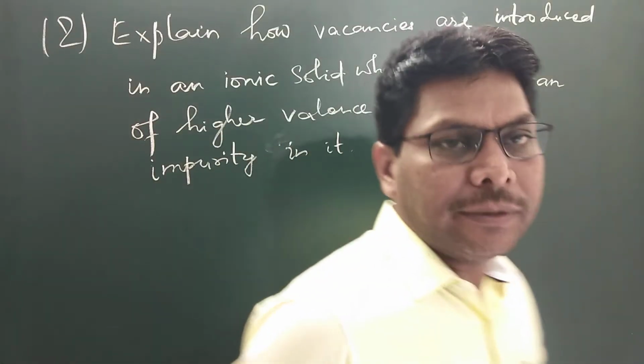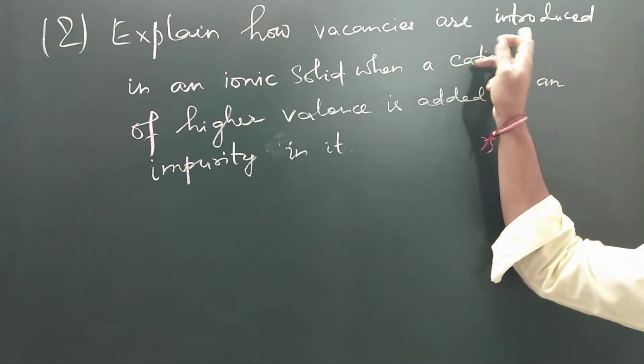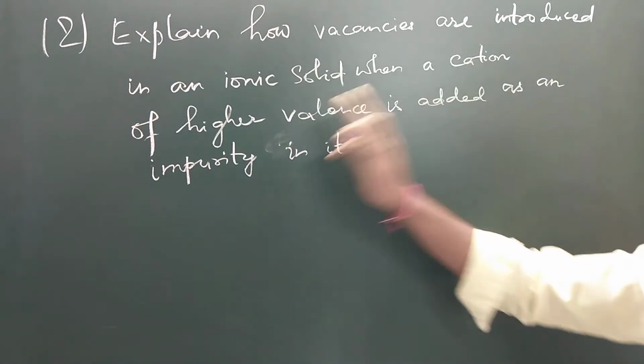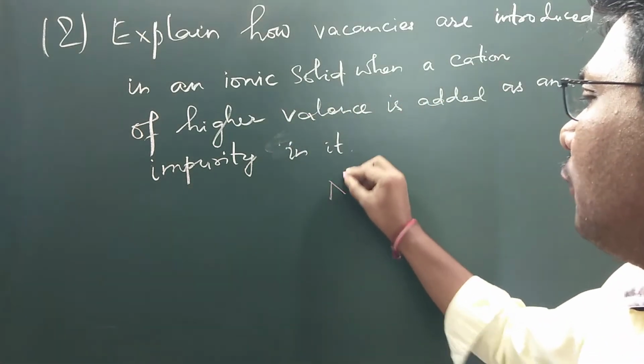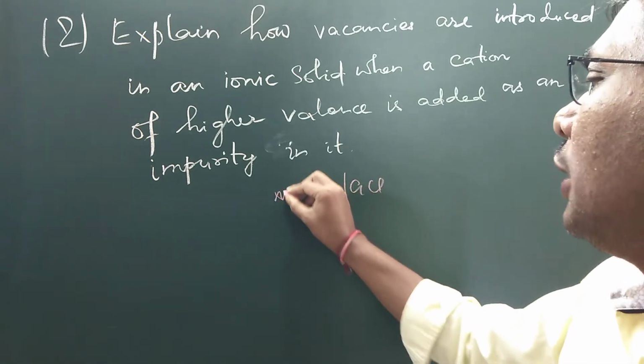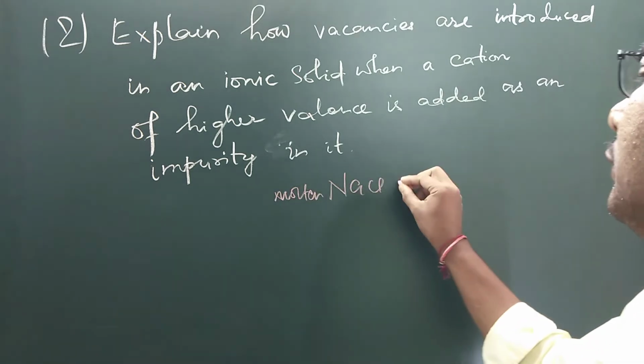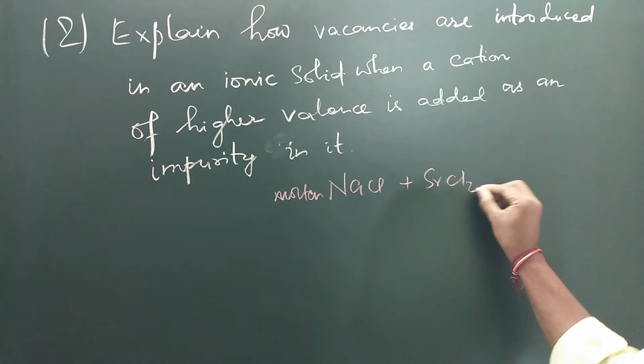Now let's see. Explain how vacancies are introduced in an ionic solid when a cation of higher valence is added as an impurity in it. Let's take an example of NaCl. We take molten NaCl and mix it with SrCl2, strontium chloride.